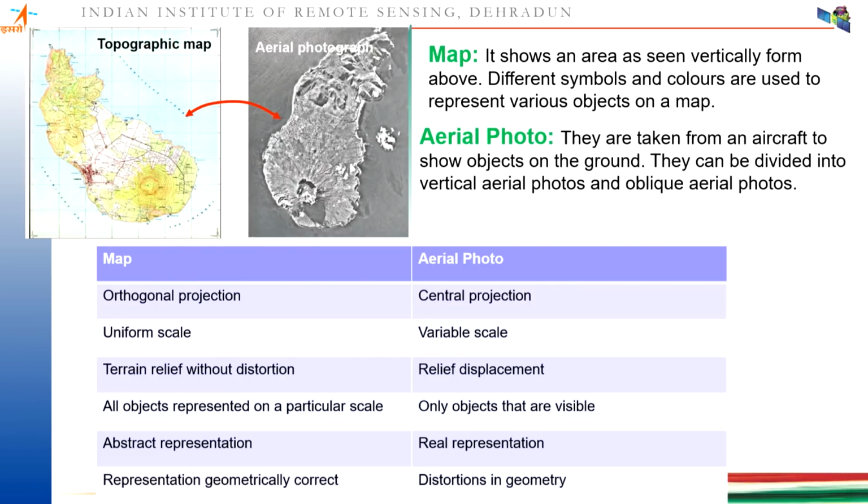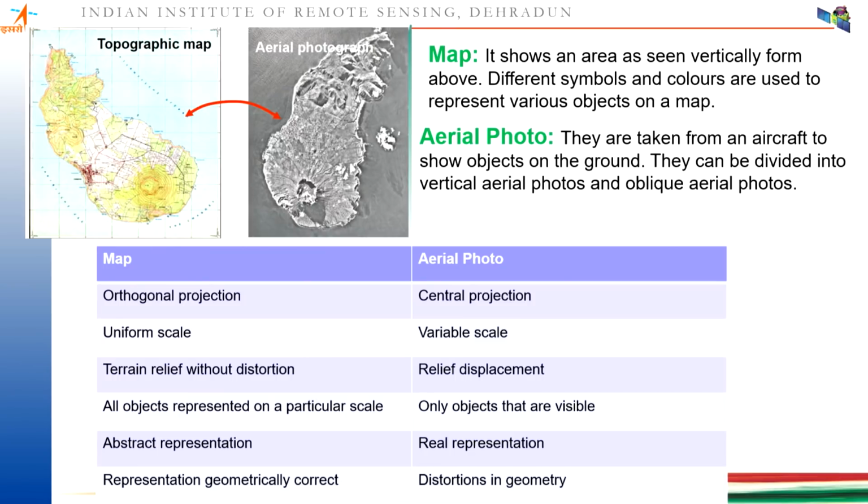Now, what do we mean by theme-wise information? Suppose someone is saying a map of soil quality. So, only the information about soil quality will be available on that particular map. So, this is how we differentiate between topographic map and thematic map.